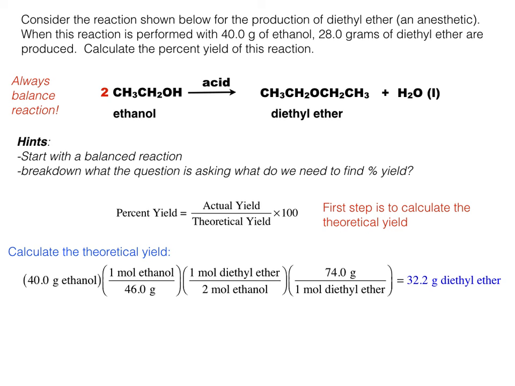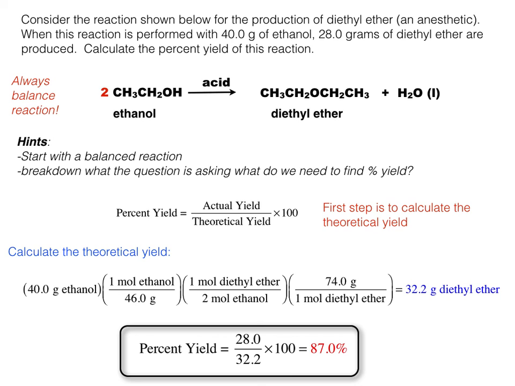In the problem, we are told we produced 28 grams. So now we can take our ratio to find the percent yield. 28 over 32.2 times 100, and we see that the percent yield is 87%.